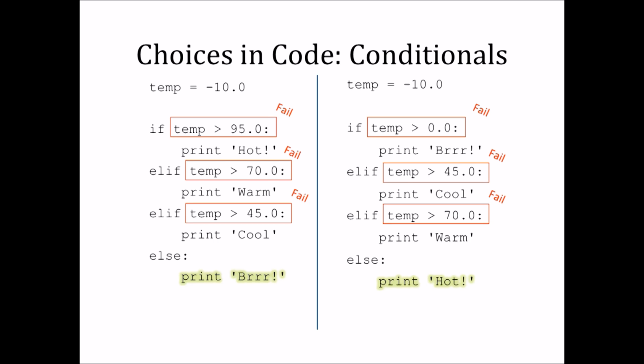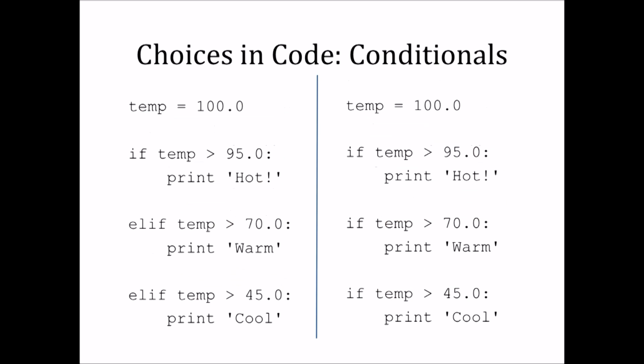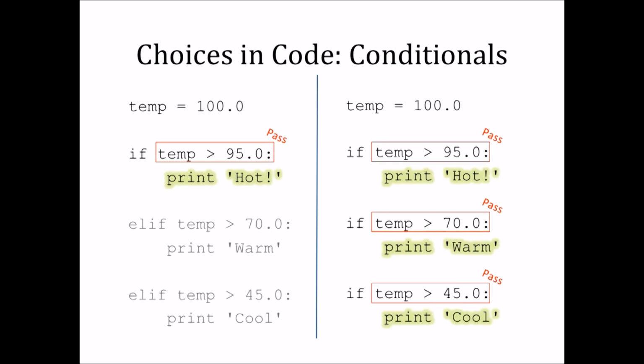Let's look at another way to write this program that maybe doesn't work like we would want it to. Instead of writing a bunch of elif statements, we could have written 3 if statements. But what happens if the temperature is 100 degrees? The code on the right will pass all 3 tests and print 3 different statements about the temperature. That happens because the if statements are not mutually exclusive. If one passes, the rest still get tested.